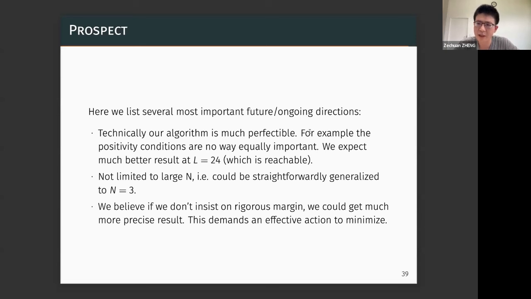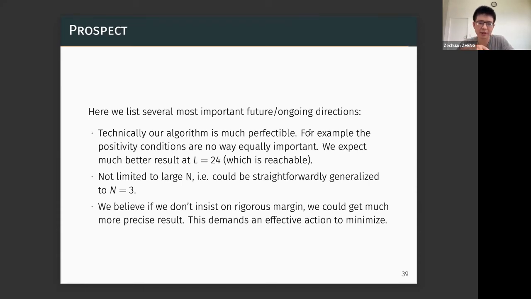For example, the positivity conditions, that means the positivity matrix. It is unlikely that all parts of the whole positivity matrix are equally important. It is very likely that a very small part of the positivity condition already contains 99% of the information. So we need to come up with a very clever way to select the positivity conditions. When this is done, we can easily push the bootstrap cutoff to L max equals 24. At this cutoff, we expect that we will have precision very close to Monte Carlo, maybe.